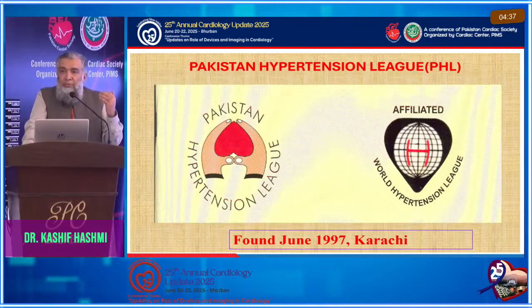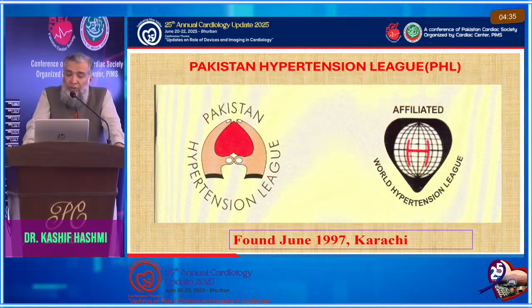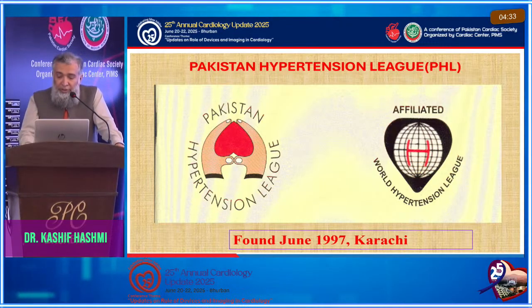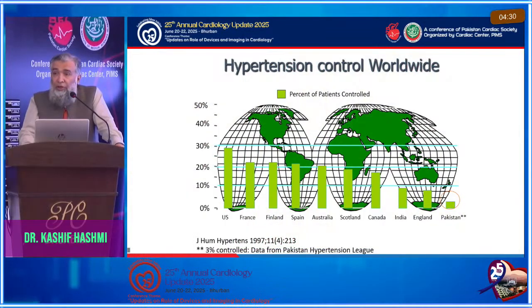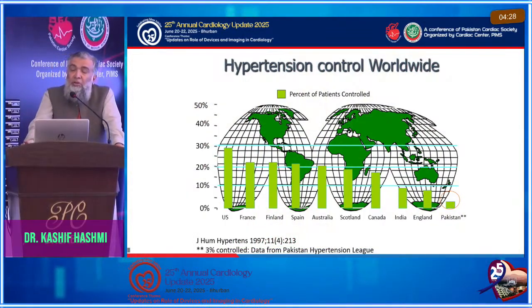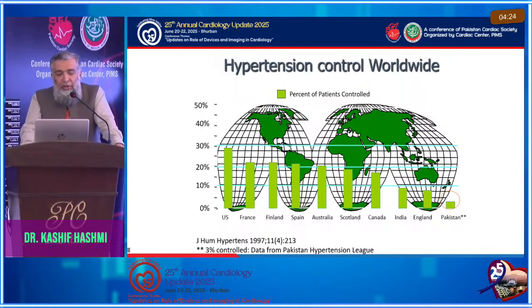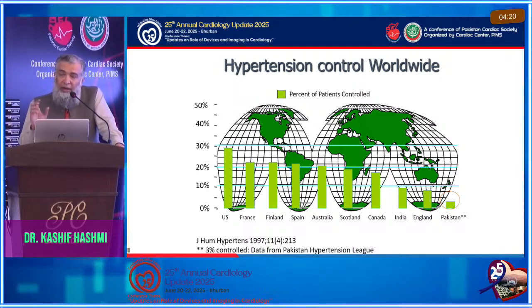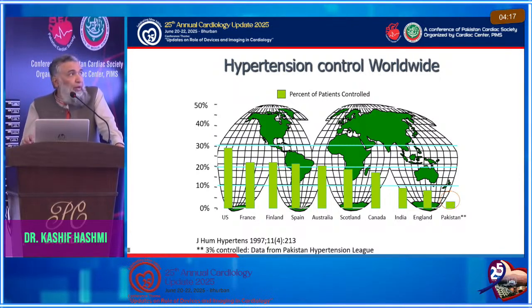Because the topic is the past, present and future of hypertension: the Pakistan Hypertension League was founded in June 1997 in Karachi, affiliated with the World Hypertension League. This is the first available data from Pakistan, which was printed in 1998 through PHL, and the hypertension control at that time was only 3% in Pakistan.